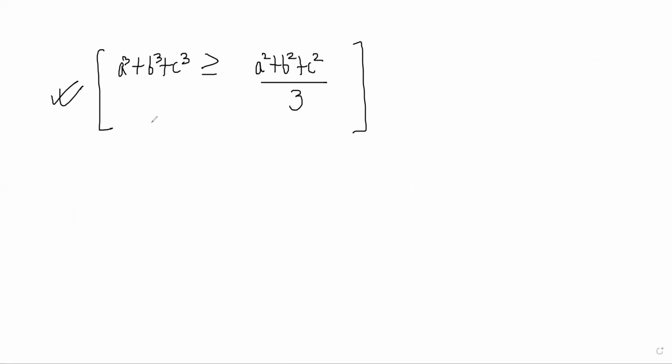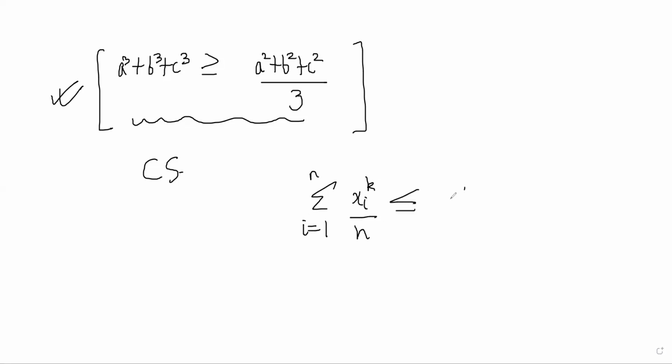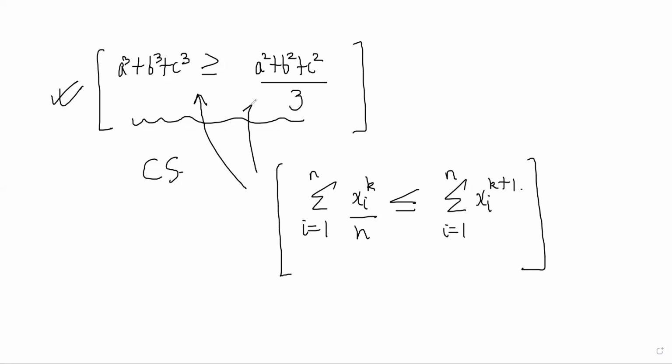Like, we have used basically Cauchy-Schwarz to prove this general case. What is the general result we have shown? We have shown summation i equal to 1 to n of xi power k by n is less than or equal to summation i goes from 1 to n of xi power k plus 1. This general result has a special case here, and this is the special case. And this special case solves our original inequality, right?